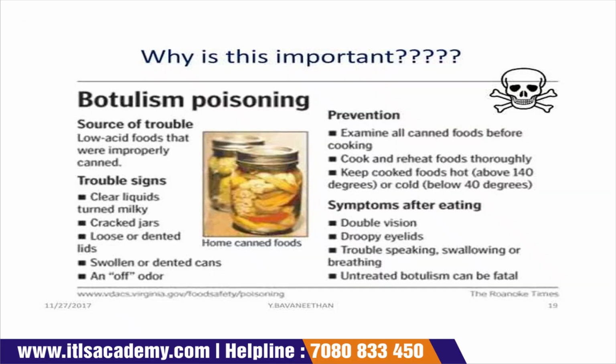Why is this important? Botulism poisoning, because it is the source of trouble in low acid foods that were improperly canned. Suppose we have a food product that is a low acid food, and that low acid food is not canned in a proper way.